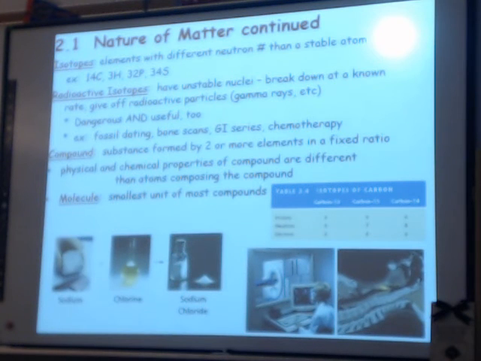So a compound, I forgot to roll that up. It's a substance that has two or more elements with a fixed ratio. Their properties may be different, but they're bonded together.